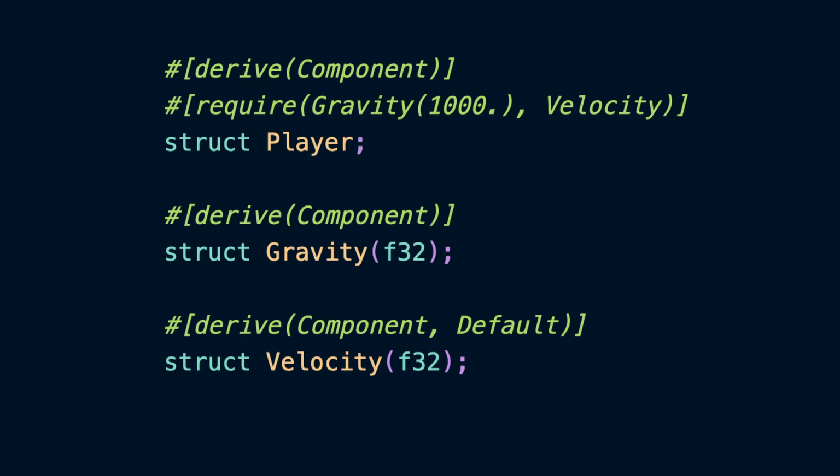Another option is to define the value in the require attribute. This is what we'll do for gravity, which allows us to set the gravity scale per entity and define a different value in any require attribute. Our gravity component will set the gravity to 1000 when inserted because of the player component.